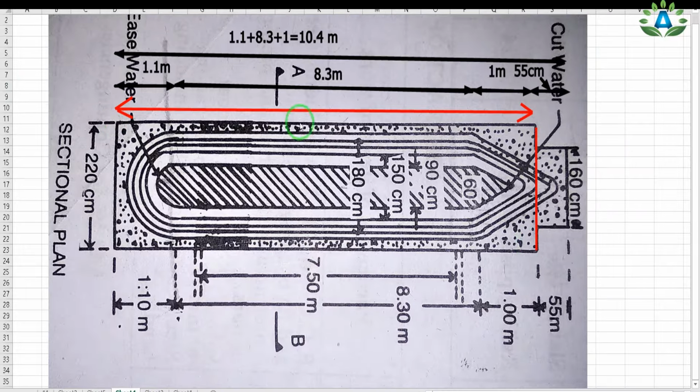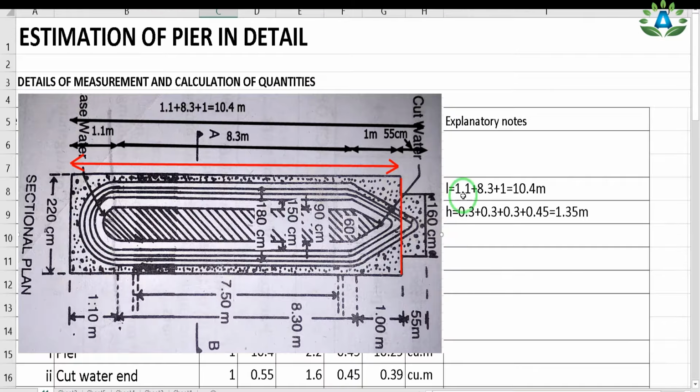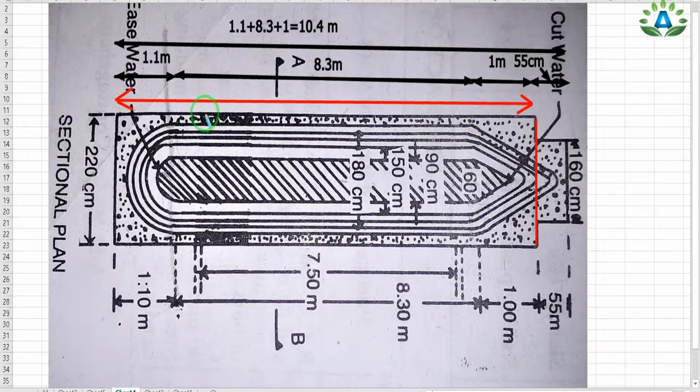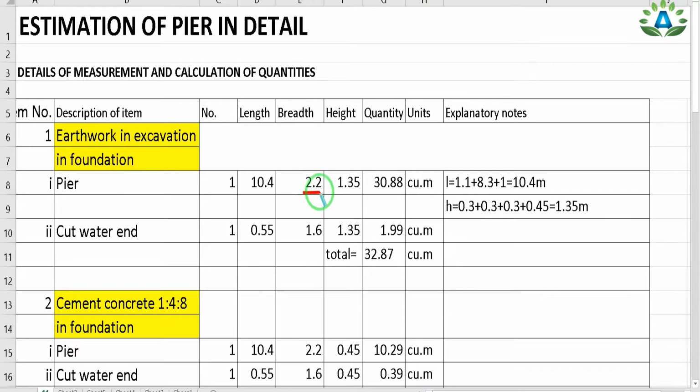So the total length of this rectangular portion is 1.1 meter plus 8.3 meter plus 1 meter. So this total length will be equal to 10.4 meter. And we have only one number of this pier portion, so number equals 1, and the length equals 1.1 plus 8.3 plus 1, so we get 10.4 meter. And the width of this pier is from this side up to this side, that is 220 centimeter or 2.2 meter. So I can write the width equals 2.2 meter, and for the height we have to calculate the total height up to the bed level.